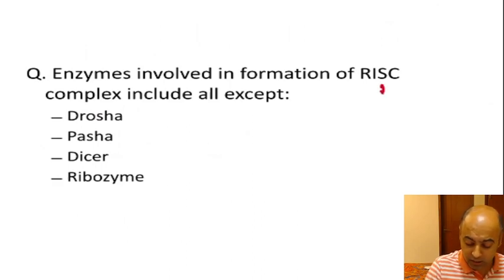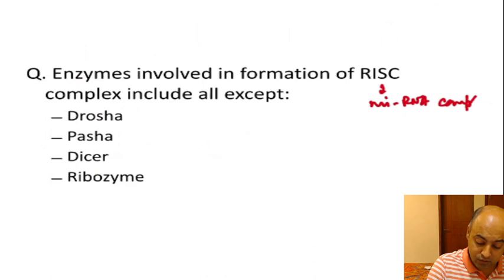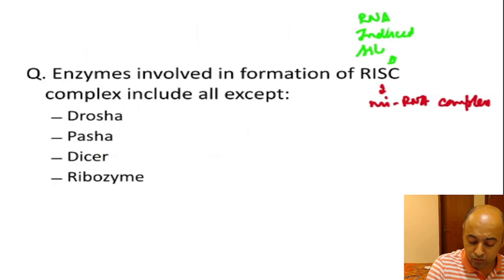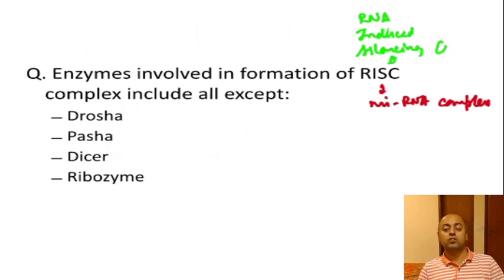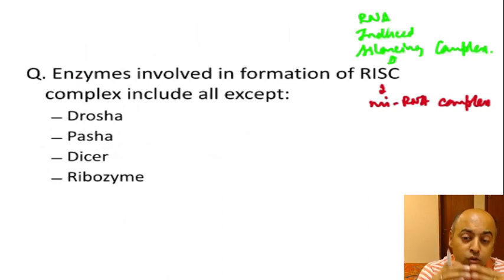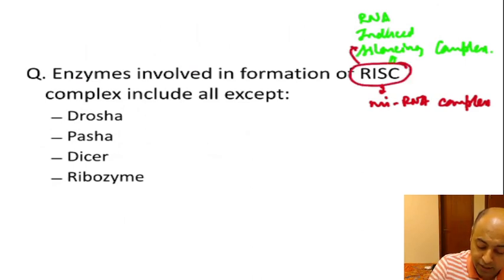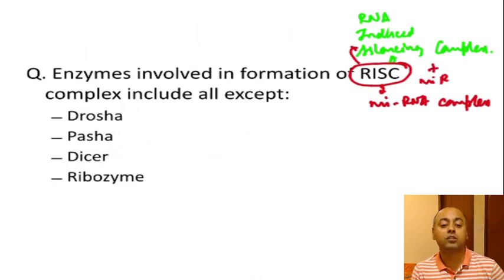Okay, RISC is the active complex of the microRNA, and RISC stands for RNA induced silencing complex. This is the component which participates in the regulation of gene expression. Once a mature microRNA goes to the cytoplasm, it joins with proteins, and this whole complex, the RNA induced silencing complex plus the microRNA, together forms the RISC.